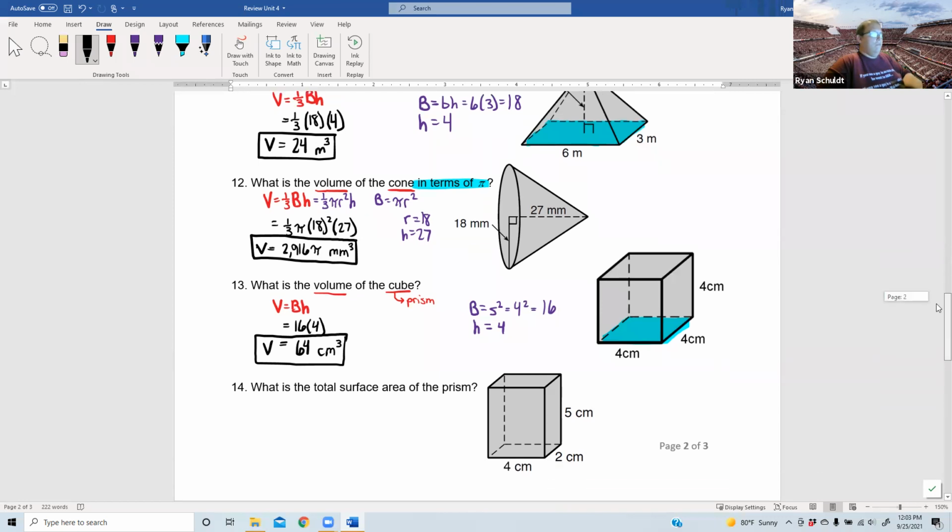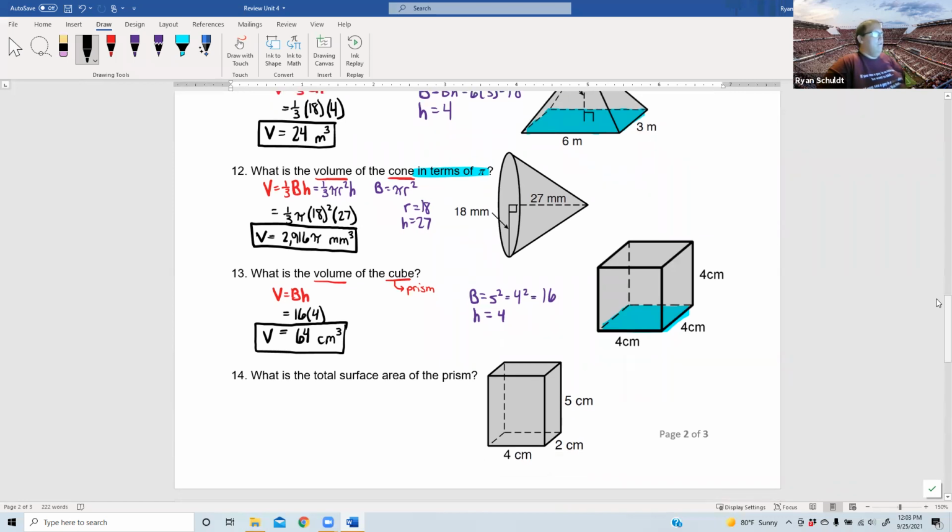Okay, next one. What is the total surface area of the prism? Let's see. It asks for total surface area of a prism. Our formula for that is pH plus 2b. So the prism, I see all rectangles. So that means my base is going to be what it's sitting on. There's my base.